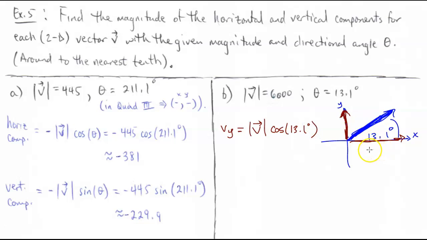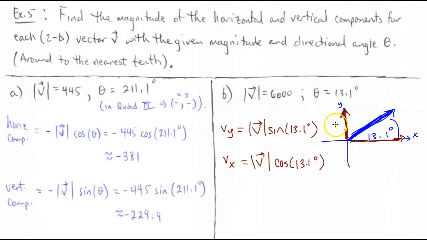Okay, sorry, I did the horizontal. The vertical component, that's going to be sine. Probably botched that really bad. So I'm doing the vertical component right now, and that's going to be the one with the sine. If I do the horizontal component, that's going to be the one with cosine. Okay.